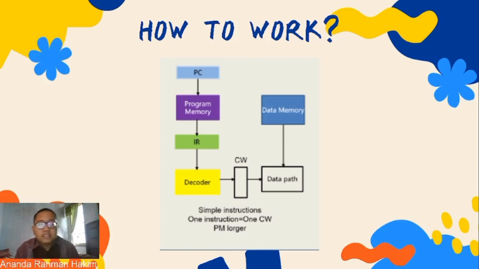How does RISA work? The first, memory sends the address of the instruction to the program counter, and then from the program counter it will send the address to program memory, and from program memory it is sent to the instruction register, and the instruction register fetches the instruction from program memory for further processing.